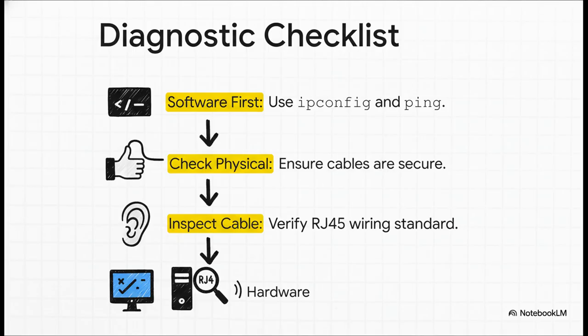You always start with the software, run ipconfig and ping. If that doesn't solve it, you move to the physical layer, check those cables and connectors. After that, you can get granular and inspect the cable wiring itself. And finally, if none of that works, you start listening to the hardware for beep codes and watching for those critical errors like the blue screen of death.